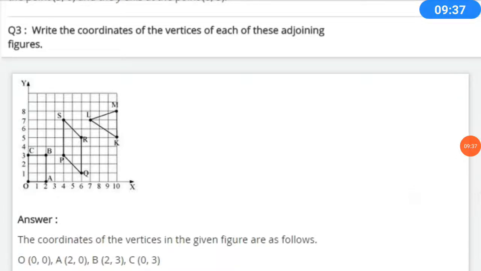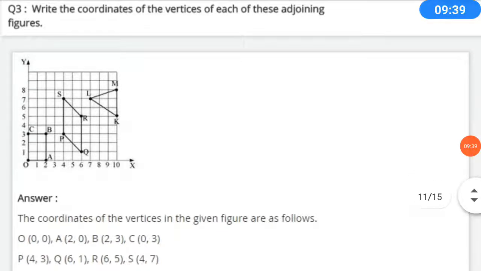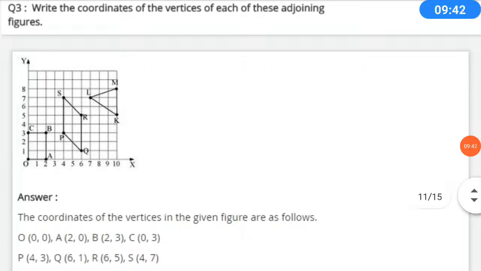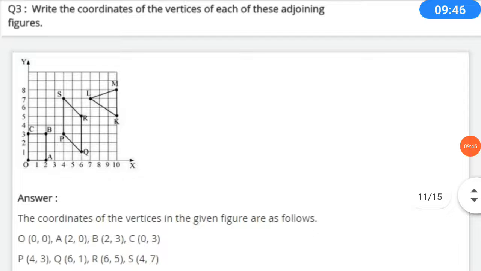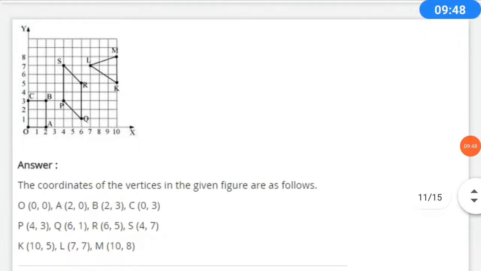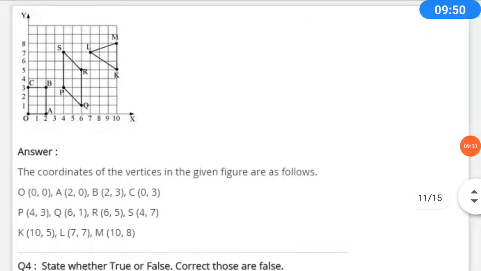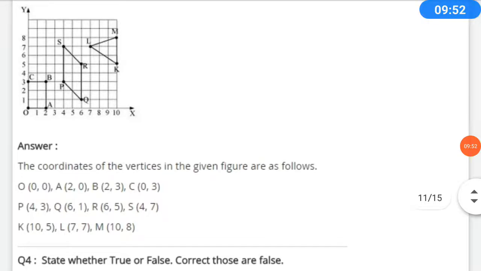Write the coordinates of the vertex of each of the adjoining figures. So what is being given in question number 3? Already a graph is drawn. With the help of this graph you have to find the coordinates by seeing the graph. Means the graph is already drawn, you have to look at the graph and write its coordinates. Coordinates means you have to write the values of the x axis and y axis.